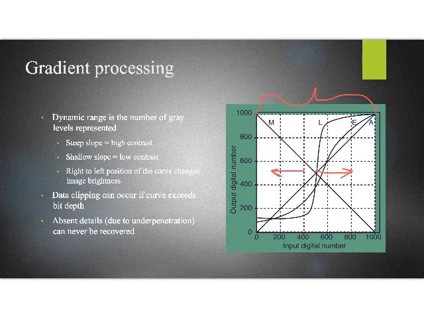And one last thing to really stress, and this is something that I really can't say enough in this class, on page 507: absent details, like if the anatomy is underpenetrated and we didn't get enough x-rays through to actually have information to sort, we can never recover that. We can't do any amount of gradient processing to recover information that's not there.